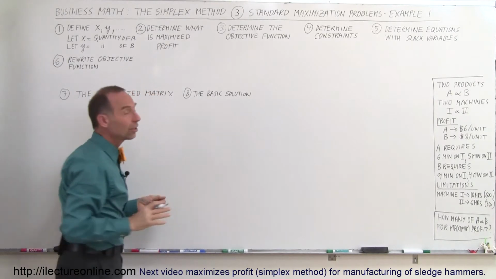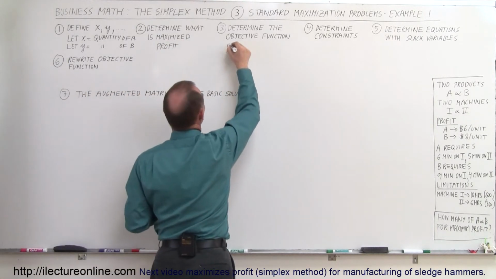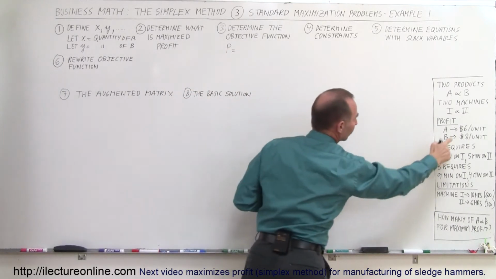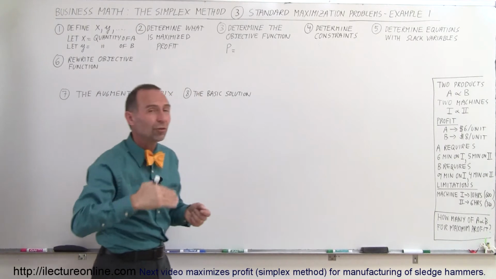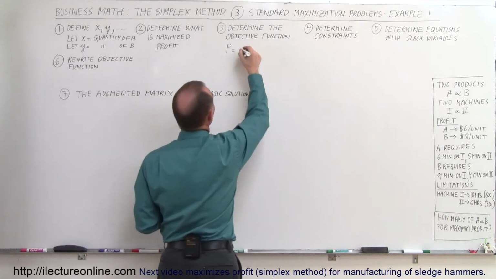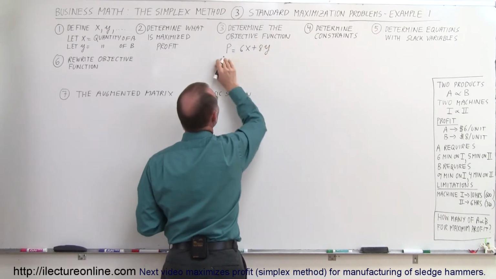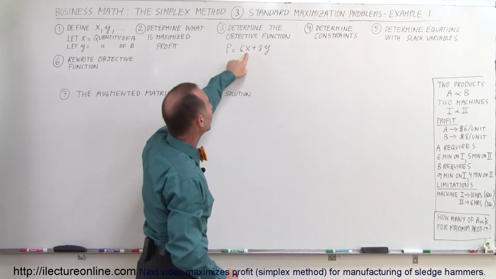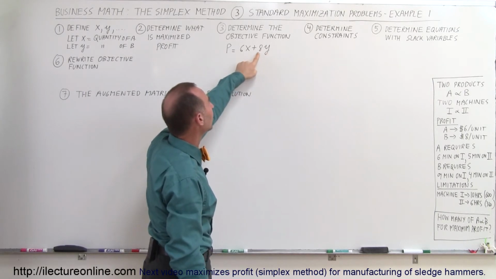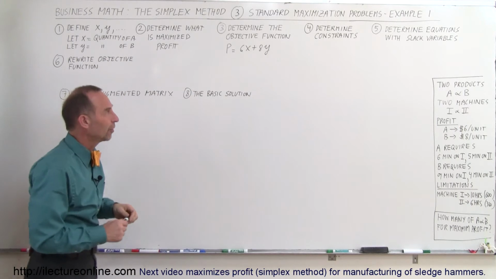Next, we need to come up with an objective function. Well, since we make $6 per unit for A and $8 per unit for B, and X and Y are the quantities of A and B, we can then say that 6 times X plus 8 times Y would be the profit function. So if we make 1 unit of X, we make $6. 1 unit of Y, we make $8. One of each, we make $14, and so forth. So there's our objective function.